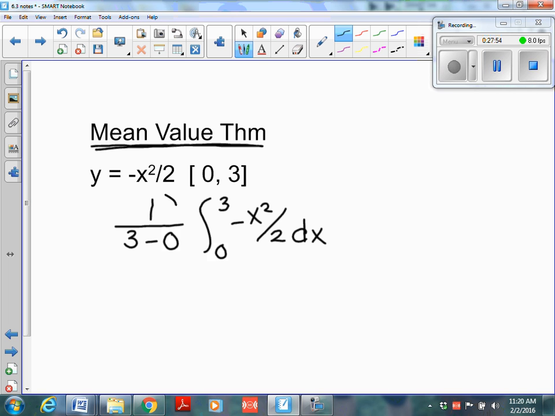The new thing is this. Mean means average. On the AP test, it might say average value or it might say mean value. They mean exactly the same.